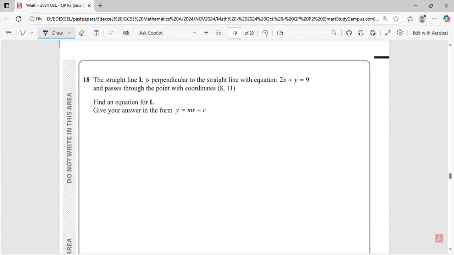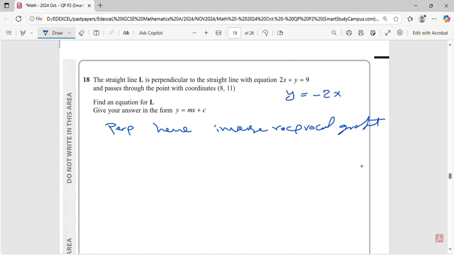In question 18 here, he said that the straight line L is perpendicular to the straight line with this equation, of course, and it passes through the point. Of course, we know that perpendicular lines have inverse reciprocal gradients. So I have to figure out the gradient here, so I will isolate y by sending x to the other side, which will be 2x plus 9. So the gradient here is negative 2, so the gradient for L will be 1 over 2 positive, of course. So this is the gradient for L.